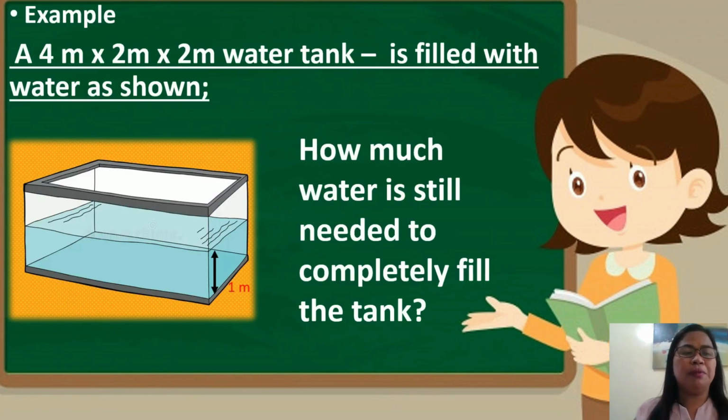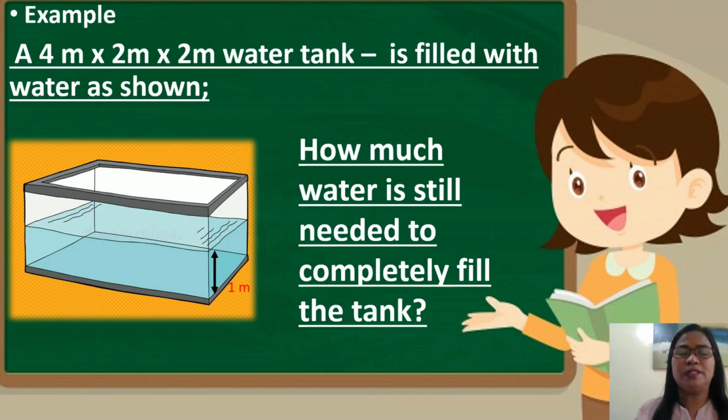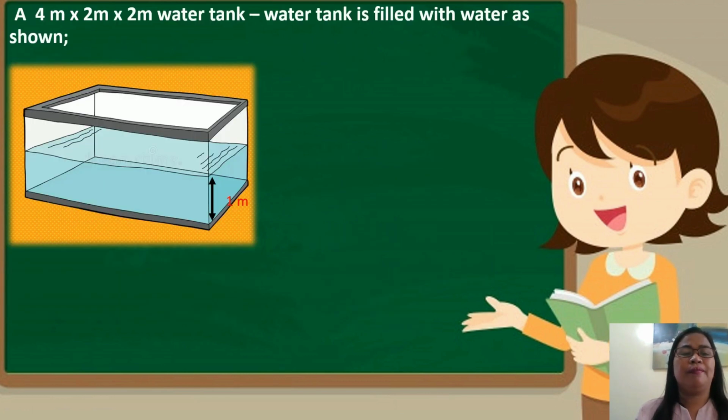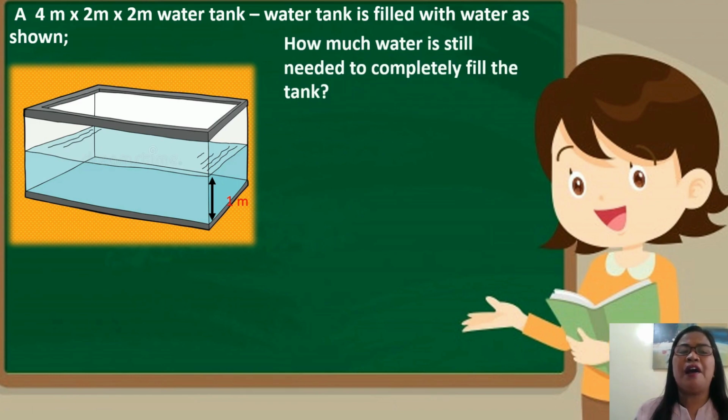For example, a 4 meters by 2 meters by 2 meters water tank is filled with water as shown. How much water is still needed to completely fill the tank? As you can see, we have a half-filled rectangular water tank. And to solve the problem given, again, we will follow the steps that we used earlier.